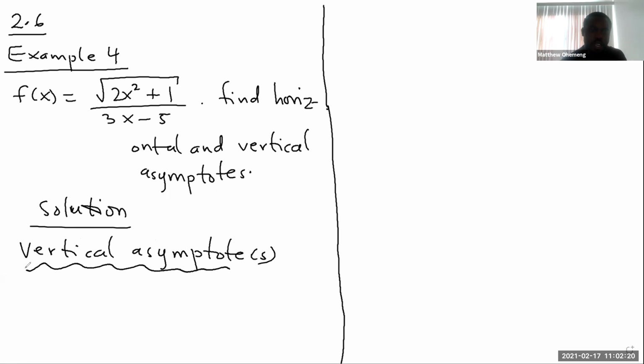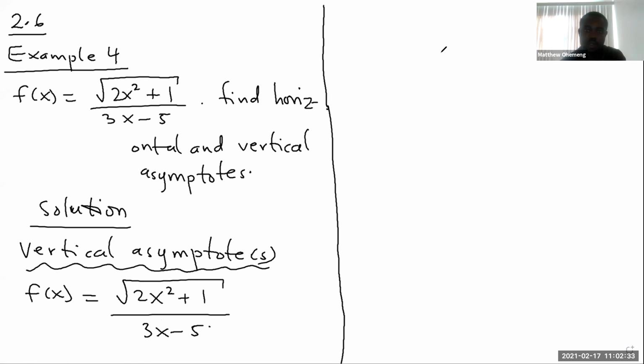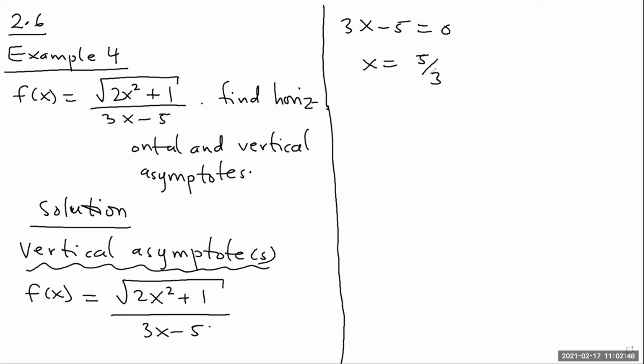For vertical asymptotes, if you are given a function that is a quotient, a function over another function, then the candidate is where the denominator is 0. So you set 3s minus 5 equal to 0, and that gives s equal to 5 over 3. When you get this value, you do a one-sided limit and check if it's an infinite limit. If this gives an infinite limit, then s equal to this value is a vertical asymptote.